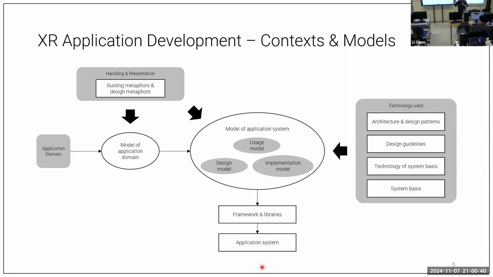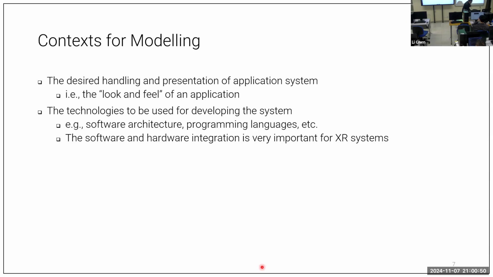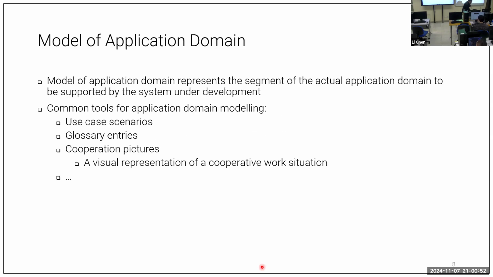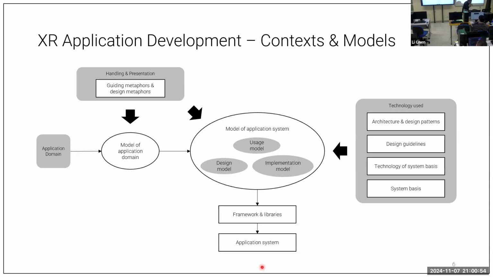So this is about the different parts that I have already covered for this diagram. I will quickly skip that because I have already explained them. This is just for your reference, and of course you can print it out and bring it to the final examination. So any questions about this? The entire context and models for XR application development, the full picture. Any questions?